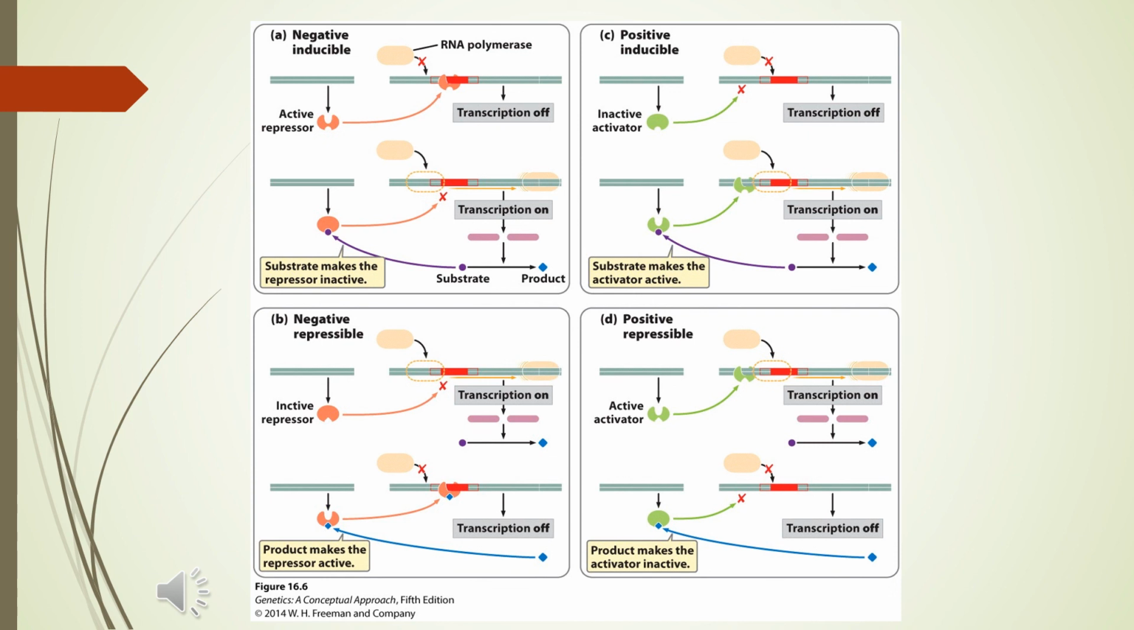The next case is negative repressible. Here also the regulator protein will be a repressor. Here it is an inactive repressor, so it cannot bind to the operator region, so RNA polymerase will transcribe and translate. Transcription will be on. In the presence of a substrate, a molecule, a product, the repressor becomes active. That means now it is able to bind to the operator region, so it can interfere with RNA polymerase transcribing the structural genes, so transcription will be off.